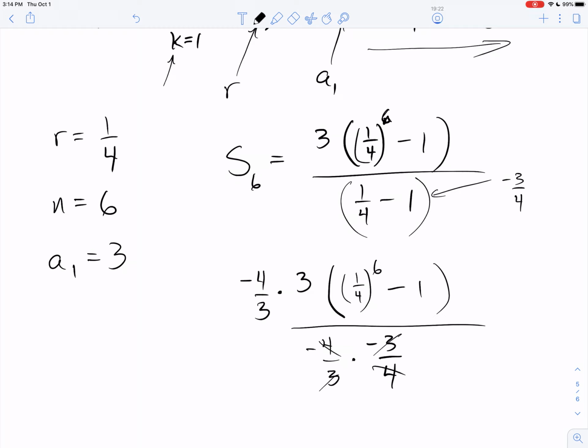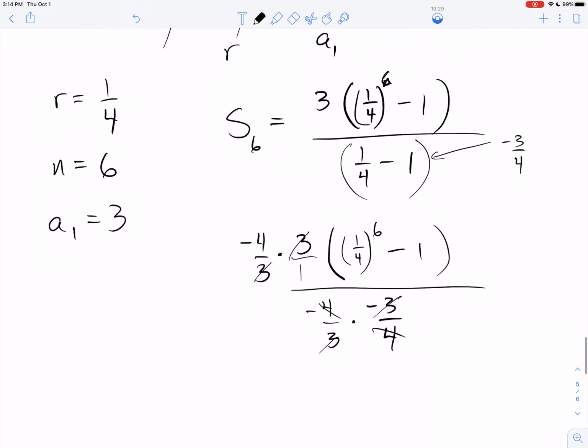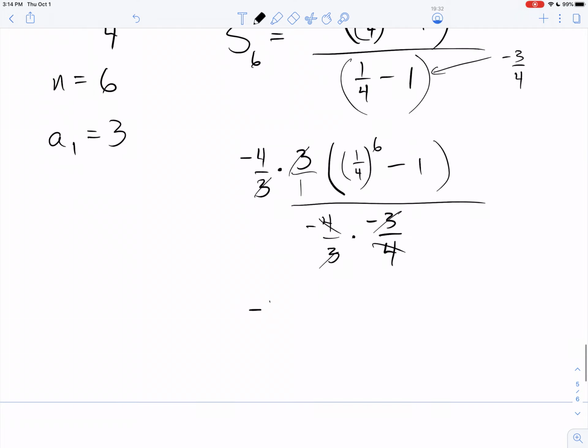Cancel, cancel, cancel, cancel. All that stuff's gone. And then look up here. Look up here. Kabam! Kabizzle. What? I have negative 4 times 1/4 to the 6th minus 1.